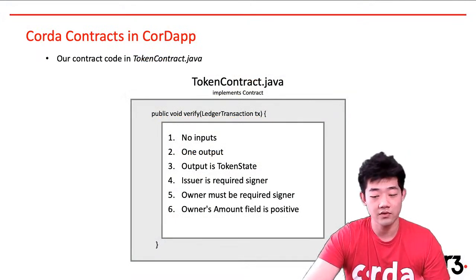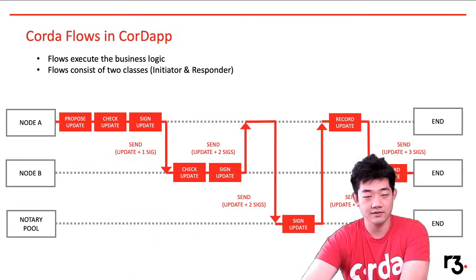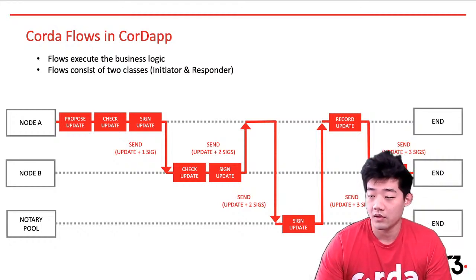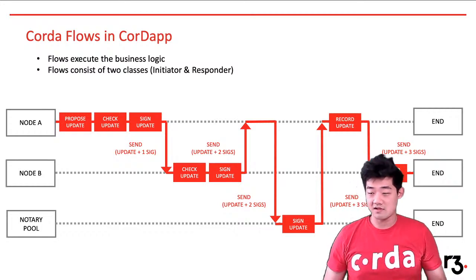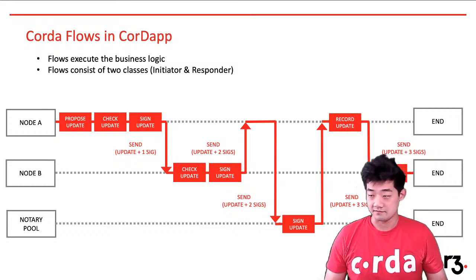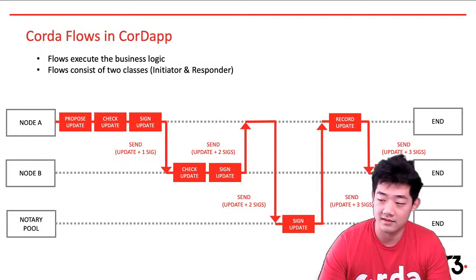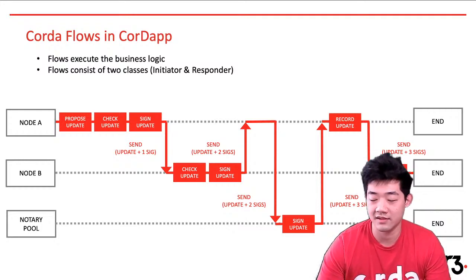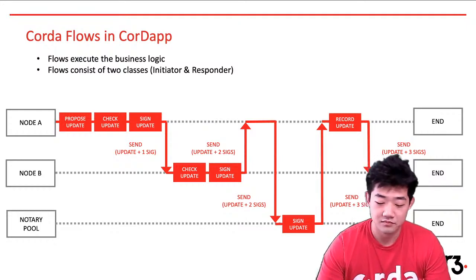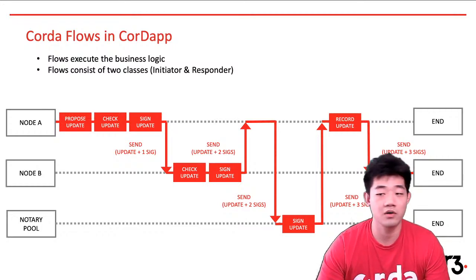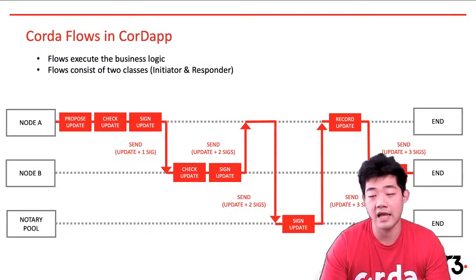Cool. So going back to the presentations, the last thing is Corda flows. Corda flows execute the business logic, and the flow consists of two classes, the initiator and the responder. Today we are only going to implement the initiator part, and the responder is already pre-implemented in the Corda 101 videos that you can find on our channels. It's just titled Corda 101.